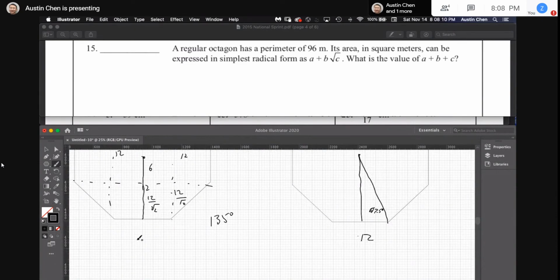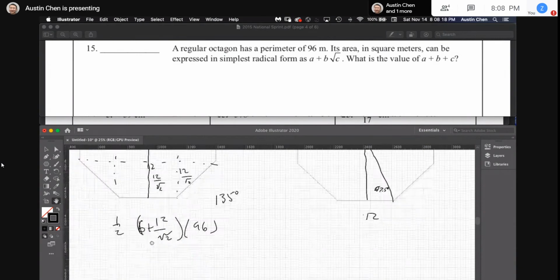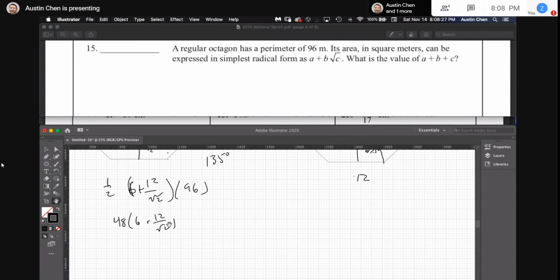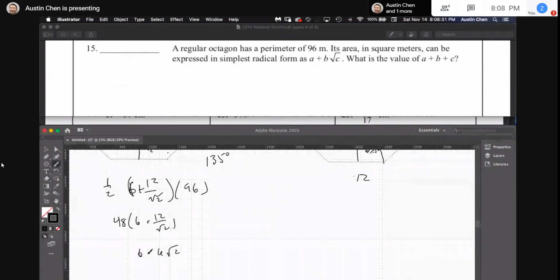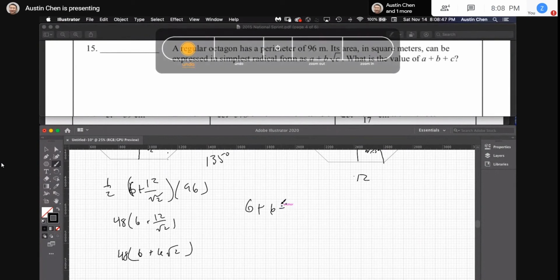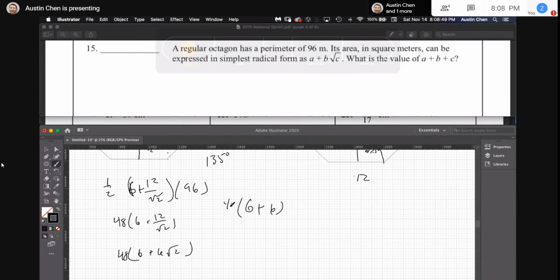Okay. So the apothem is going to be 6 plus 12 over root 2, and the perimeter is 96, so the area will just be 1/2 of this. So it's going to be 48 times 6 plus 12 over root 2. 12 over root 2 is just 6 times root 2, times 48. So it can be expressed like that, and we just need to find the value of a plus b plus c, right? That's going to be 6 plus 6 times 48 plus 2.